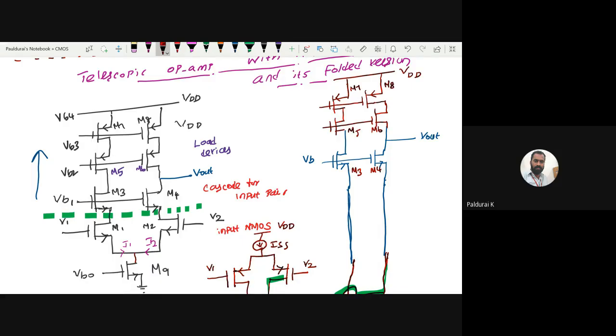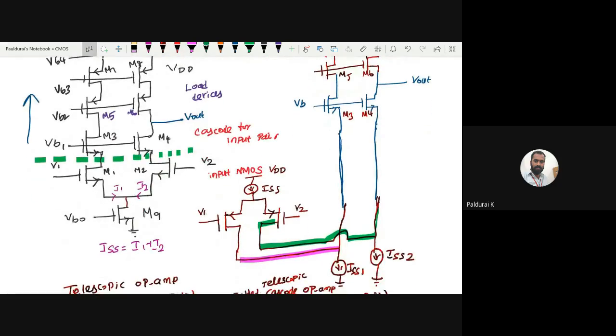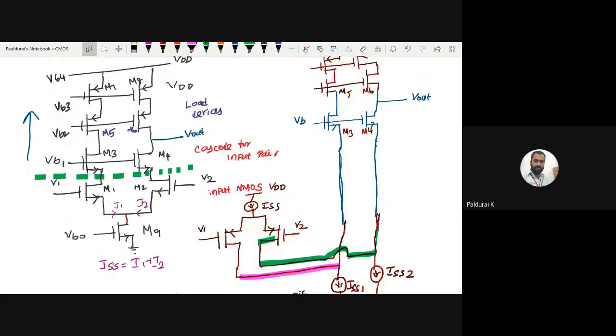So this is the way. This is your complete folded telescopic op amp with PMOS input there. So in the folded cascode, if the input pair is PMOS, the cascode comes down, whereas in the telescopic, the PMOS input pair is at the top. Can you understand? So this also can be replaced by a suitable transistor.